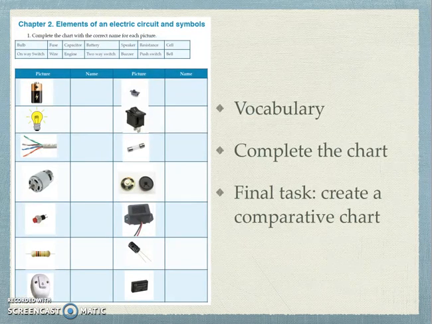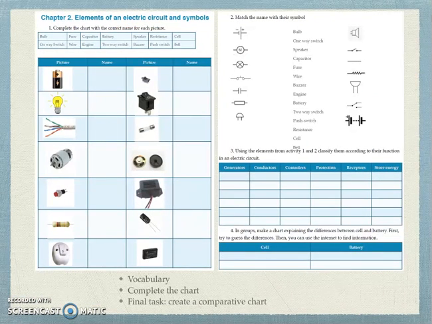In the next chapter, we are dealing with the vocabulary of electricity's basic elements. Here again, they have to complete a chart with the words given and connect them with visuals. As a final task, they will need to create a chart with the differences between a cell and a battery. For that, they can think about what they know, and also they can look on the internet for information.